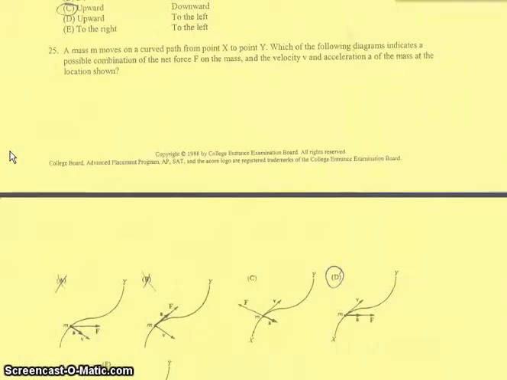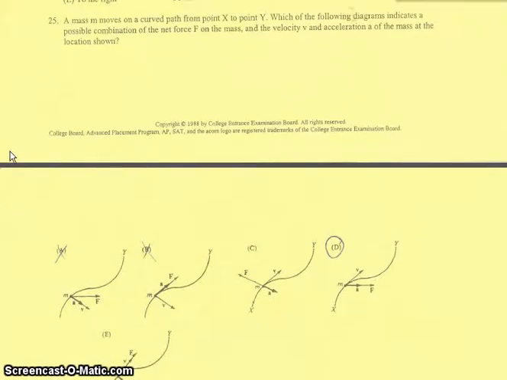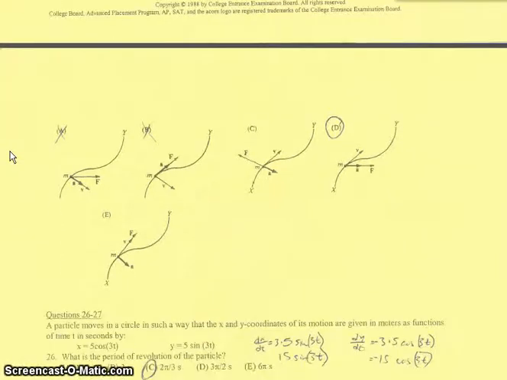25, we have an object moving on a curved path, and we're looking for the vectors that would represent its force, velocity, and its acceleration. I did some process of elimination with these, and I said, no, the velocity has to be acting in a direction that's along or tangent to the curve. And so that's how I eliminated A and B from this. And so I got down to the ones that were just there.